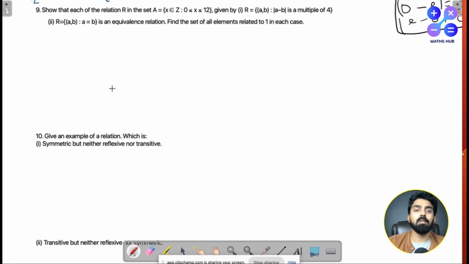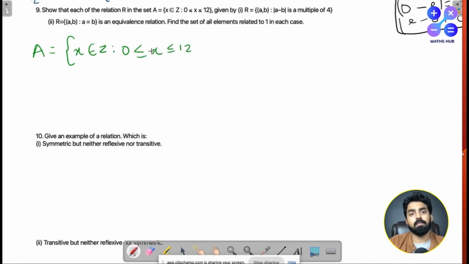Let's go to the next question. Show that each of the relations R in the set A equals x belongs to the set of integers such that 0 less than or equal to x less than or equal to 12, is given by, for one, R, the relation is a comma b such that mod of a minus b is a multiple of 4.